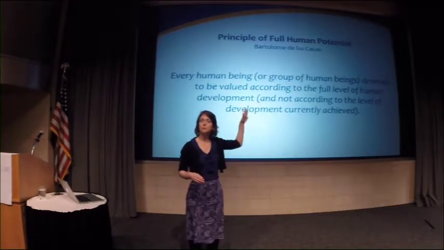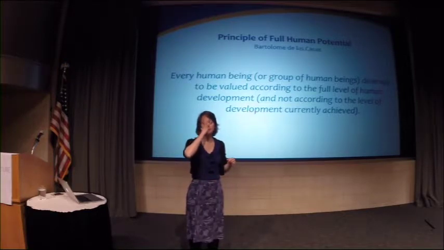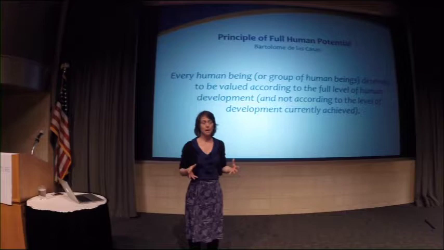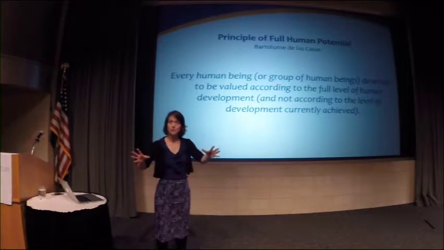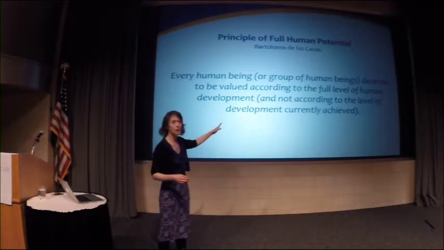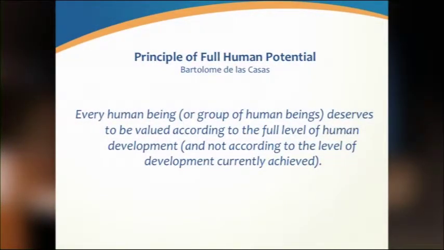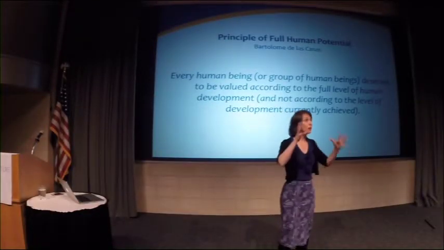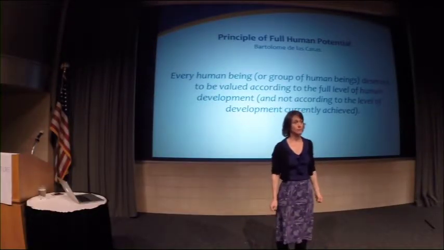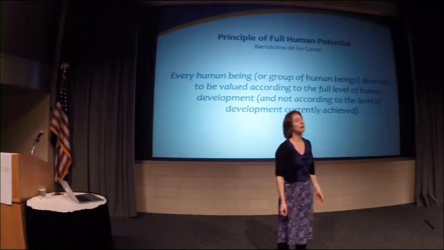Bartolomé de las Casas developed this principle to argue in the famous debates against Juan Sepulveda, in front of the king, about why the Native Americans were full human persons and deserved protection under the law. It became one of the first steps in liberating the Native Americans from this atrocious abuse of human beings. And his principle says this: every human being or group of human beings deserves to be valued according to the full level of human development, and not according to the level of development currently achieved. You deserve to be valued according to the full level of what you could achieve if you reached your highest potential, not according to the development you have achieved right now.